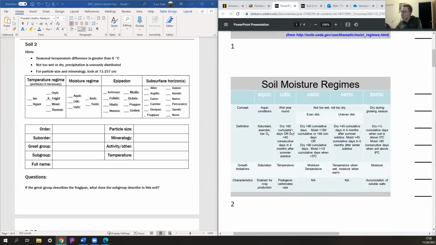And here, a similar table for soil moisture regimes. So our hint is not too wet or dry. Precipitation is unevenly distributed. I'm just giving it to you here, essentially. So our concept, not too wet or dry with uneven distribution.